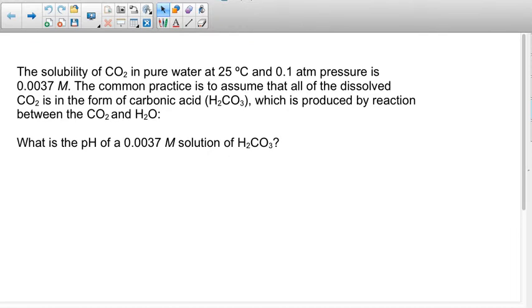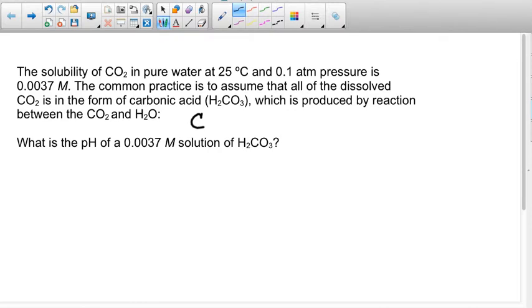All right, so guys, what we're looking at here is the solubility of CO2 in pure water at 25 degrees Celsius and 1 atmosphere pressure, which is 0.0037 molarity. The common practice is to assume that all of the dissolved CO2 is in the form of carbonic acid, which is produced by the reaction between CO2 and water.